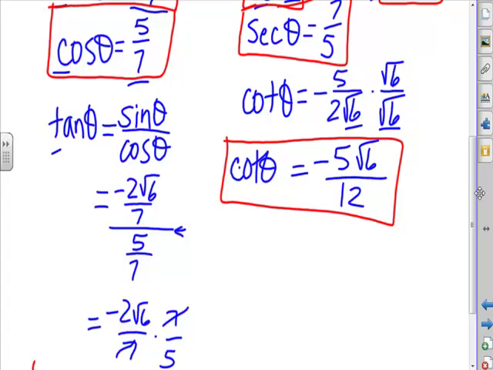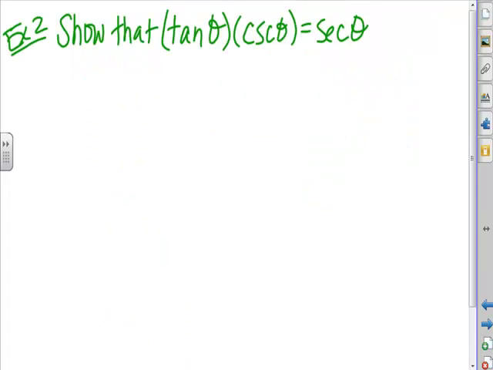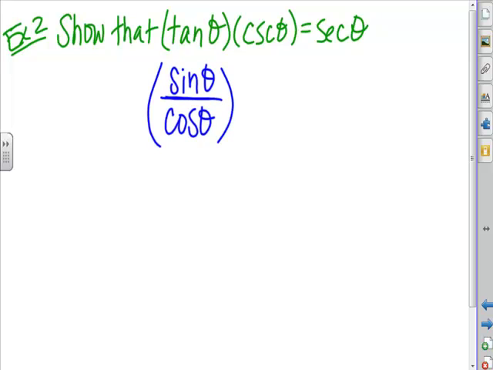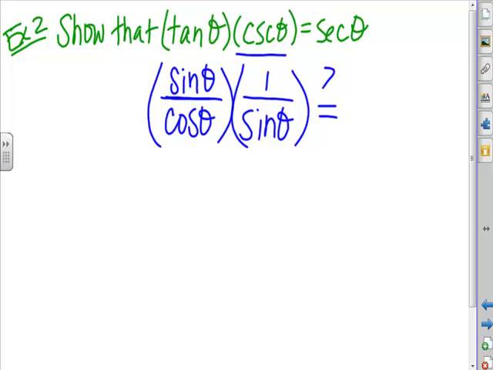Okay, one last problem that you sometimes get now that you know so many things. You may be asked, because you know some relationships now, to show that the tangent of theta times cosecant theta does equal secant theta. So what this is about is thinking, what do I know about tangent of theta? Hopefully, we know that the sine of theta over the cosine of theta is the same as the tangent of theta. And we realize that cosecant theta is the same as 1 over sine theta. So I'm doing a little informal proof here.